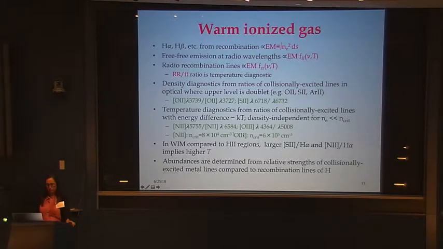I've written them here. There's a lot of lore on these nebular emission lines. Osterbrock is the great source on this. You can distinguish the temperature in the diffuse warm ionized medium. This should have been the diffuse ionized gas, because from its line ratios, you can infer that the temperature is higher. And from the relative strengths of collisionally excited lines compared to recombination lines, you can get the metallicity.